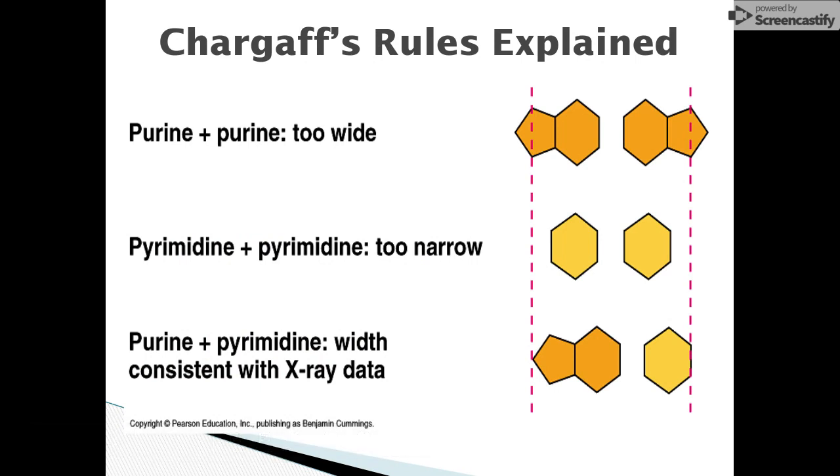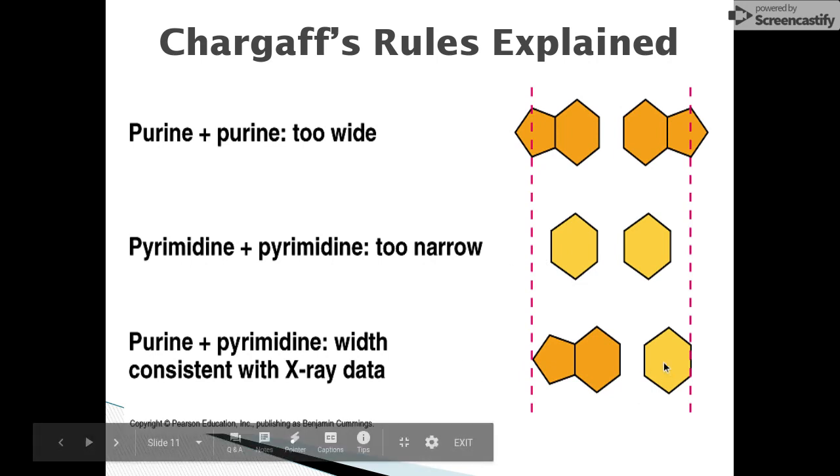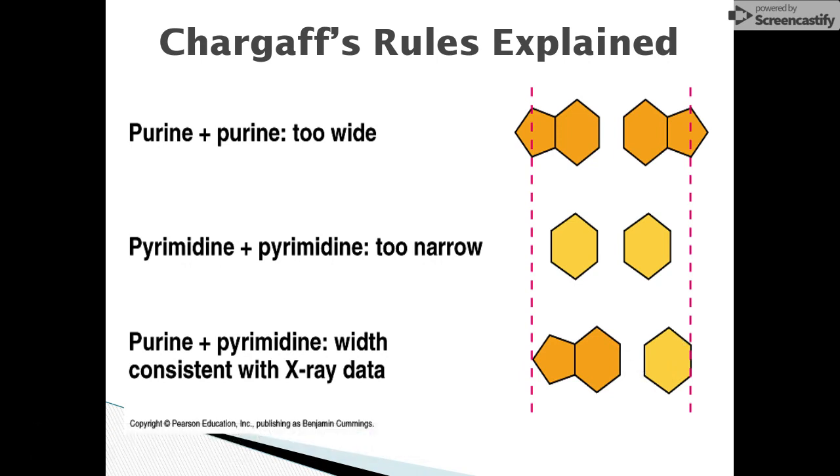Okay? So the reason that this happens is if we put two purines together, they would take up too much space. They extend beyond that backbone. We put two pyrimidines together, they're too far apart. They're not going to bond to the backbone and to each other. But you get a purine and a pyrimidine, okay? And this is where your hydrogen bonds form, and everything's going to be nice. So this is why we see this A to T and C to G.